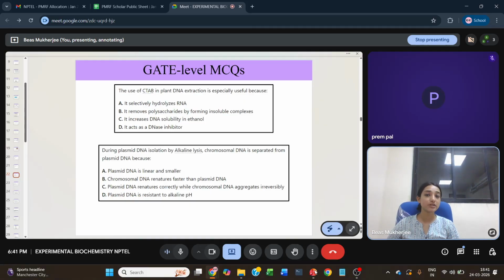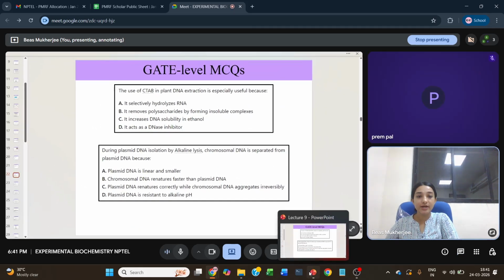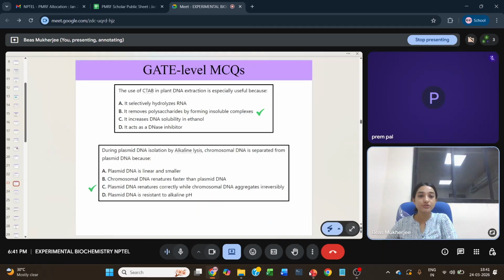During plasmid DNA isolation by alkaline lysis, chromosomal DNA is separated from plasmid DNA because plasmid DNA is linear and small; chromosomal DNA denatures faster than plasmid DNA; plasmid DNA renatures correctly while chromosomal DNA aggregates irreversibly; plasmid DNA is resistant to alkaline pH. Which one do you think is the right answer? B and C. Good. Yeah, correct. So we'll look at the right answers. Yeah, that is true. B and C.